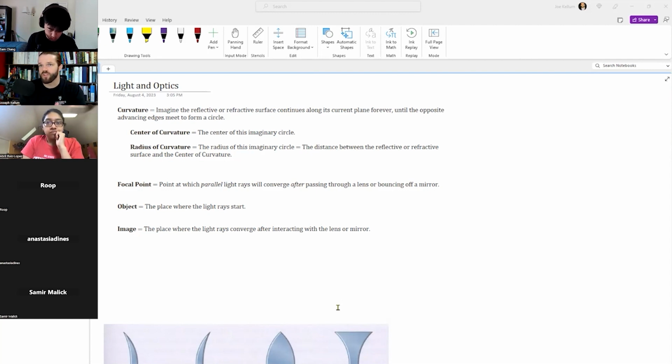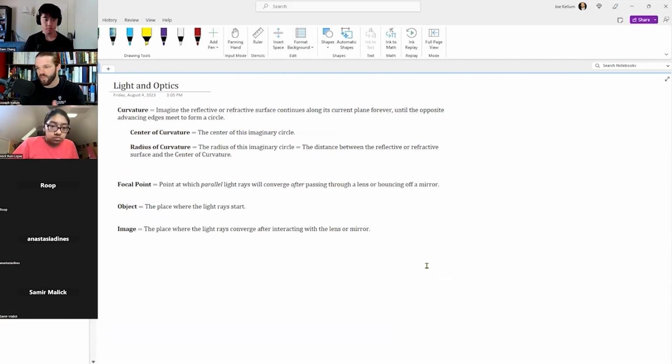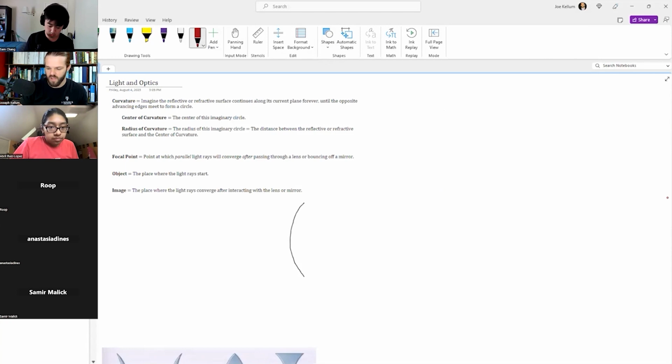First and foremost, what the curvature component is referring to is this: if you pretend that the lens, or the mirror, or whatever the interface between the media is, could potentially go out and form a complete circle or a complete sphere. Imagine we've got a mirror like this. The curvature of this mirror could be assessed if you imagine that it goes out and forms a complete circle. And so this would be the curvature of that mirror.